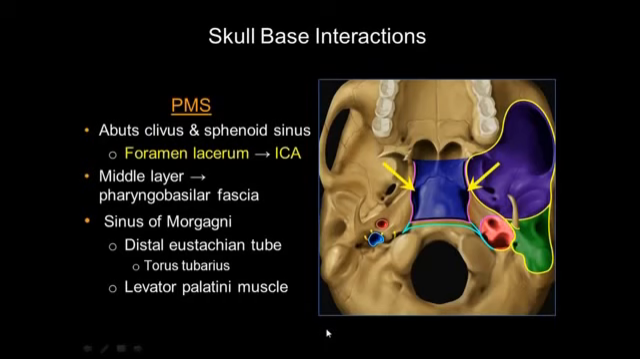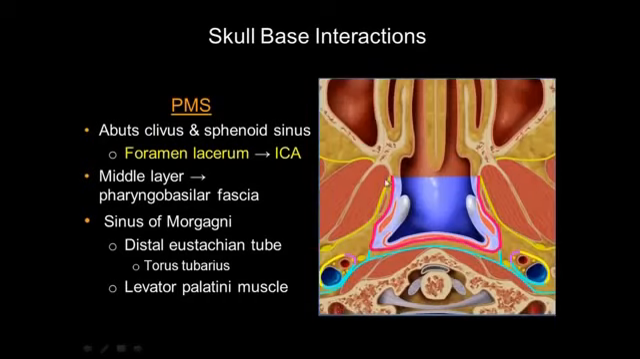The middle layer of deep cervical fascia also, as it extends cephalad, becomes the pharyngobasilar fascia, or they're very closely approximated. There's a gap in the top of the pharyngobasilar fascia called the sinus of Morgagni, and through that comes the distal eustachian tube, which you see opening here with its torus tubarius cover. It's the cartilaginous eustachian tube end, and we have the levator palatini muscle on the inside of the fascia. So it's possible for a tumor to escape posterolaterally through the sinus of Morgagni to the other deep tissues and go out in that direction.